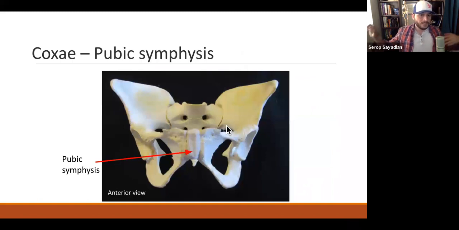Last part of the coxa we need to know is the pubic symphysis. So the part where the two pubic bones come together, there's going to be this pad of cartilage in between them, which is a joint called the pubic symphysis.